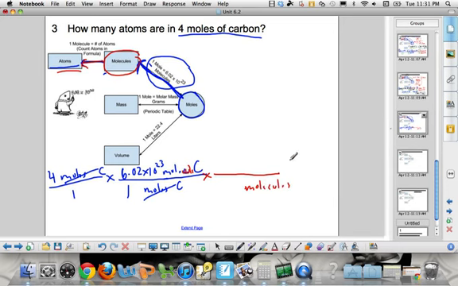Molecules down on the bottom. How do I do this conversion factor? This is it right here. 1 molecule is equal to the number of atoms in my formula. So 1 molecule of carbon is equal to my formula.